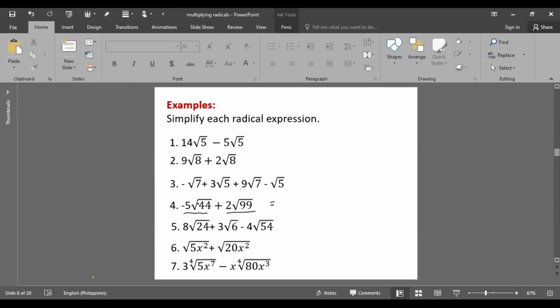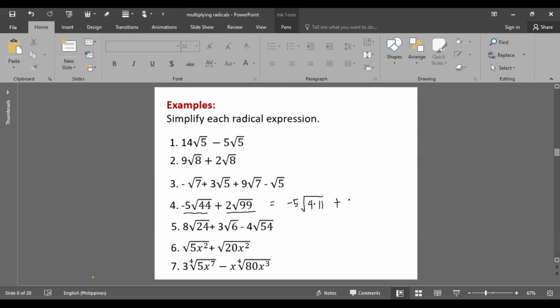So let's try this number 4. The radicand in the first term is 44. So let's simplify first the first term. We have negative 5, then try to simplify the square root of 44 by thinking of the factors wherein one of those factors has a square root. So what do you think? It's 4 times 11 because 4 has a square root.